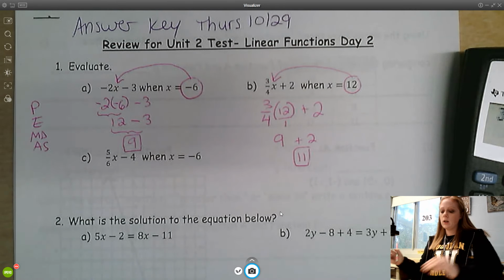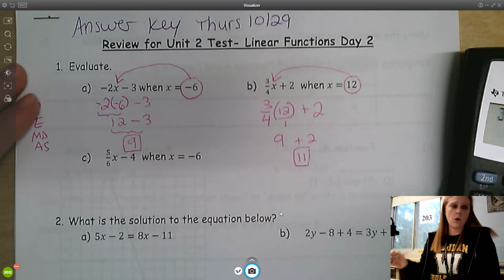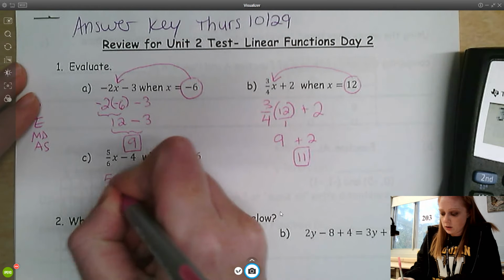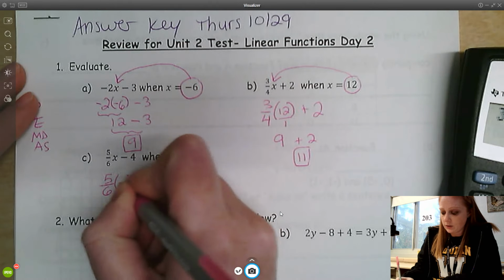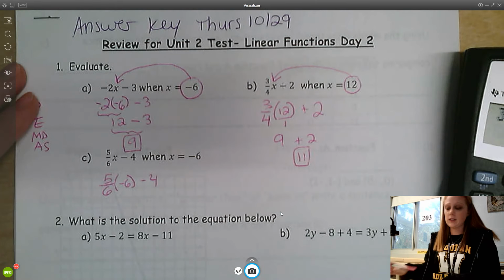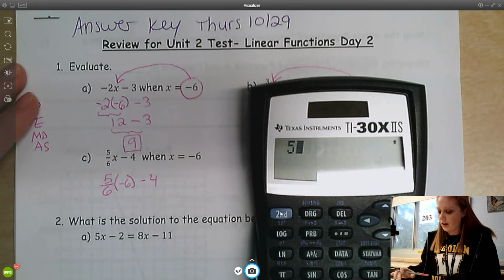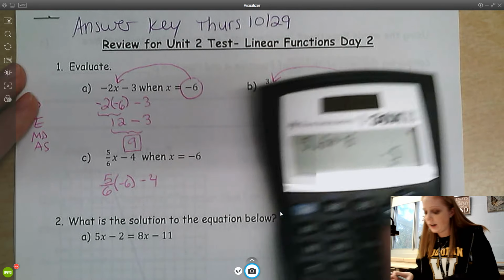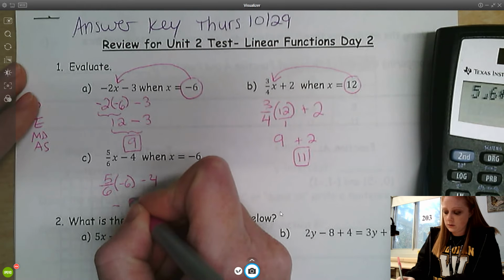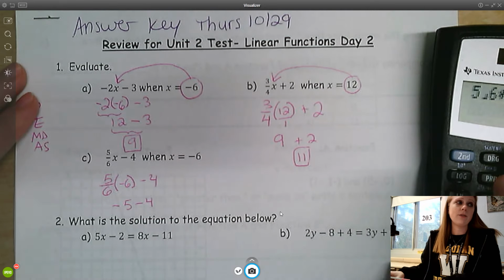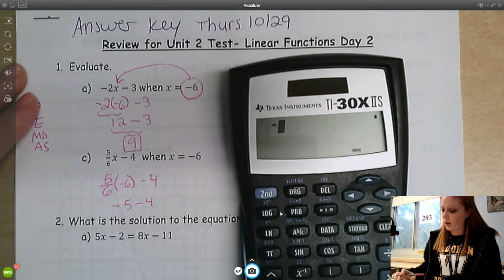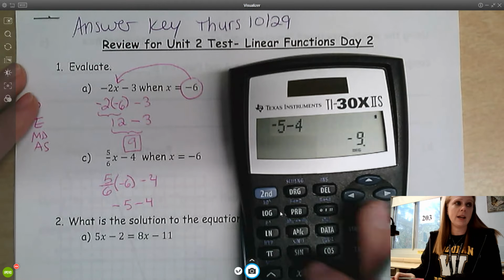Okay, let's look at C. 5/6 x minus 4 when x is -6. So I'm going to plug in my -6 for x. And let's use our calculator again. 5/6 times -6 is -5. We're multiplying before we're subtracting. Now let's subtract: -5 minus 4. You could go ahead and use your calculator again for that if you want. You're going to get -9.